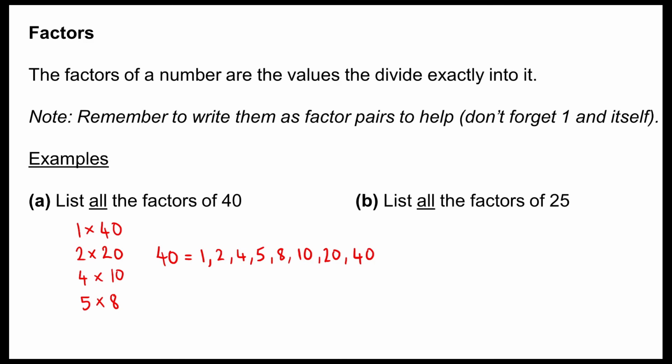In example B, we're asked to list all of the factors of 25. So again, I'm going to write down all the factor pairs of 25. That's 1 times 25 and 5 times 5. I can now list all of the factors, so that's going to be 1, 5 and 25. Although, to get 25, I need two 5s being multiplied together, when I list my factors, I only need to write it down once.